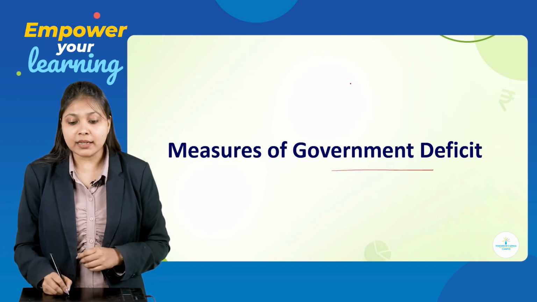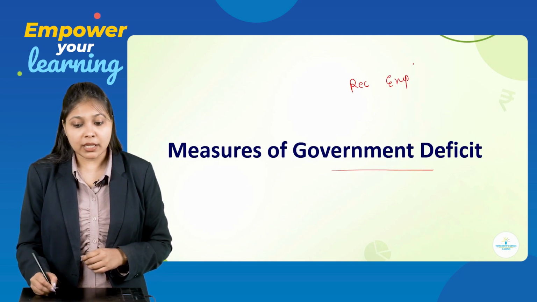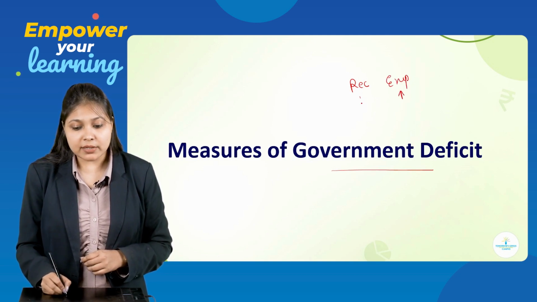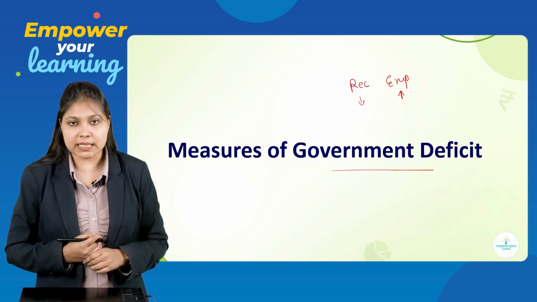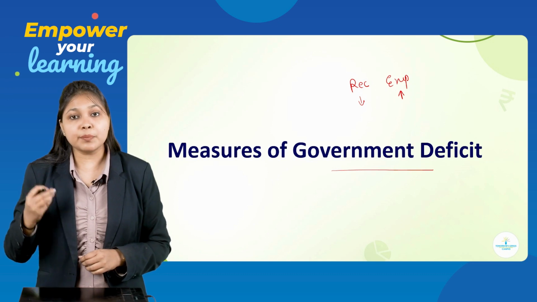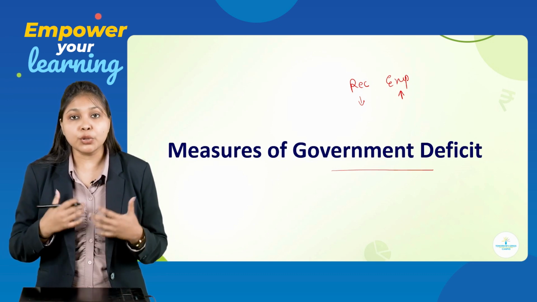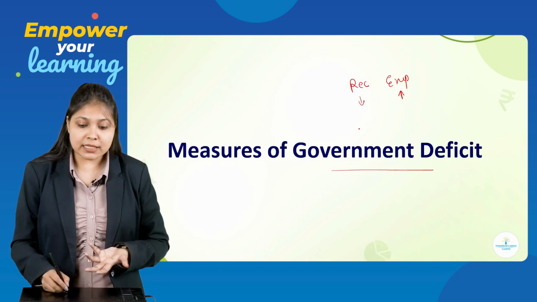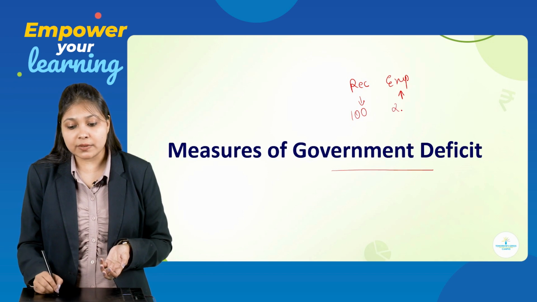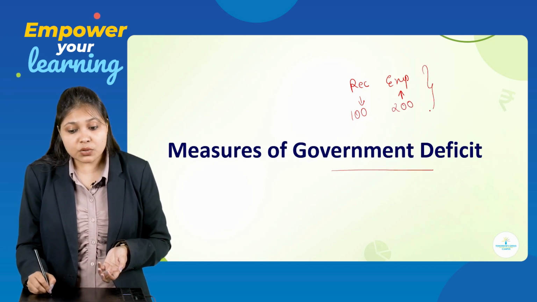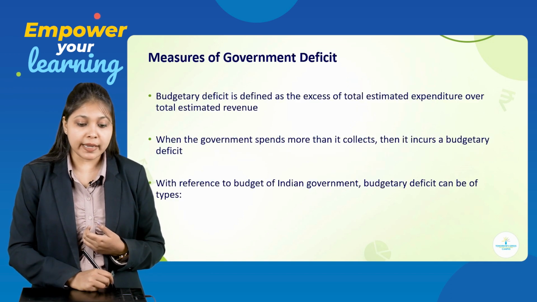So we know that there are a few receipts for the government, and there are a few expenses of the government. When the expenses are more than the receipts, this situation will lead the government into a deficit situation, wherein the government does not have enough money to invest or to meet the expenses. Say, suppose the receipt of the government is 100 rupees but the expense of the government is 200. This situation will be called a deficit situation. So let us move ahead.